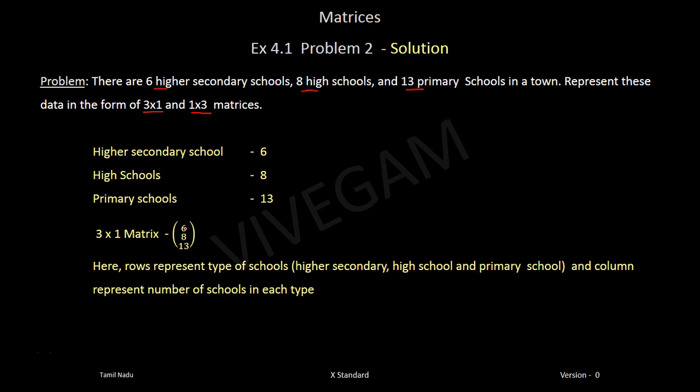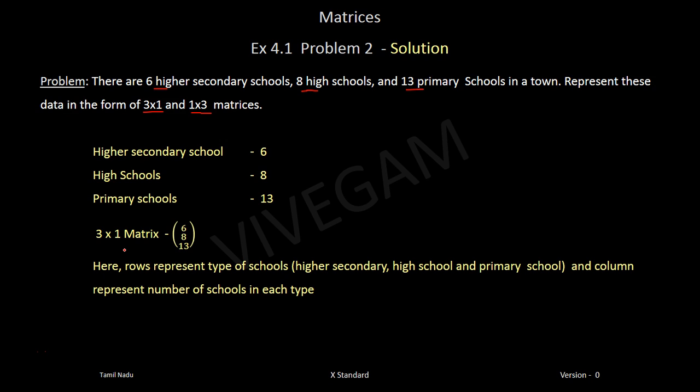And if you want to find the number of high schools, it is the second row and first column, so that is 8. And if you want to find the primary schools, it's the third row and first column, that is 13. So here the rows represent the type of school and the column represents the numbers. Okay, so that is why we are getting a 3 by 1 matrix.